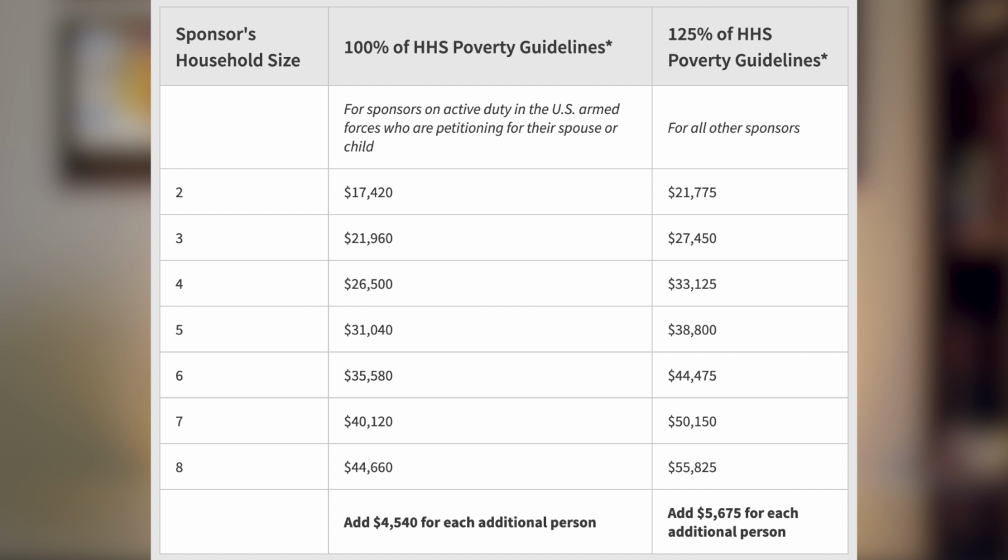So what we would do next is look at the poverty guidelines and see what the income requirements are for a household of 4. So for a household of 4 in 2021, we would generally need to show that the sponsor earns at least $33,125 a year. If we can show that the US citizen sponsor earns at least this much, they're good, and we don't even need to look into assets or the use of a joint sponsor or anything beyond that.